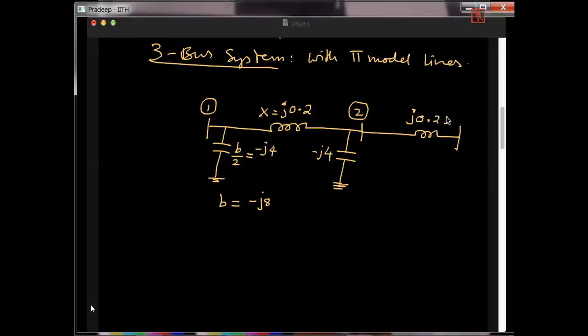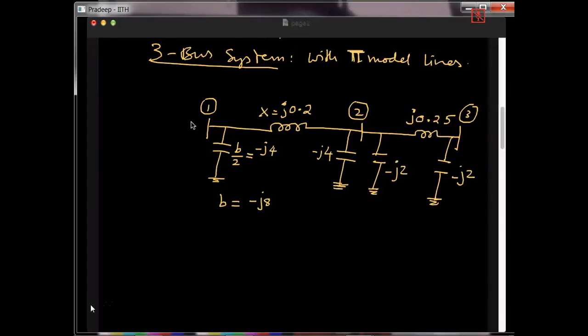Similarly, think of this other one also as a long transmission line, where the reactance is now 0.25, for example, and this is the charging susceptance of the second line connecting bus 2 and 3. So this is bus 3. Now here, let's say it is -j2. This is already B by 2 I am considering, and this is also -j2. So these two will be equal. These two long transmission lines, because it looks like a pi, are called pi model long transmission lines.